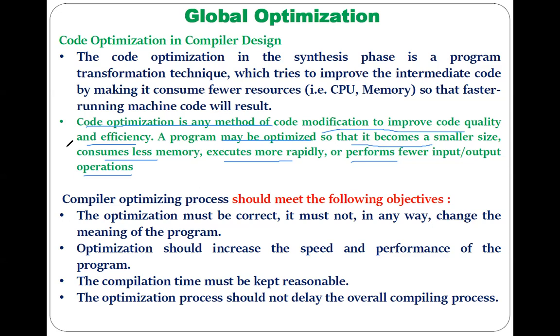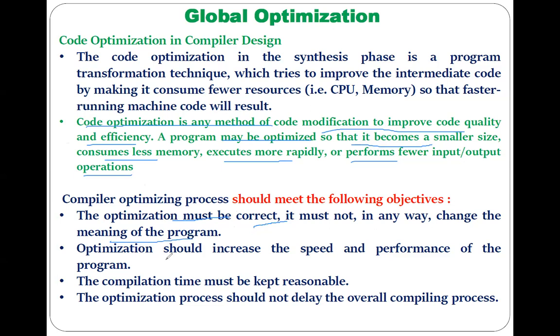In order to perform code optimization, there are various techniques available under local optimization and under loop optimization, which we have already discussed. So what is the need of performing code optimization? The main objective behind code optimization is that optimization must be correct and it must not change the final meaning of the program.